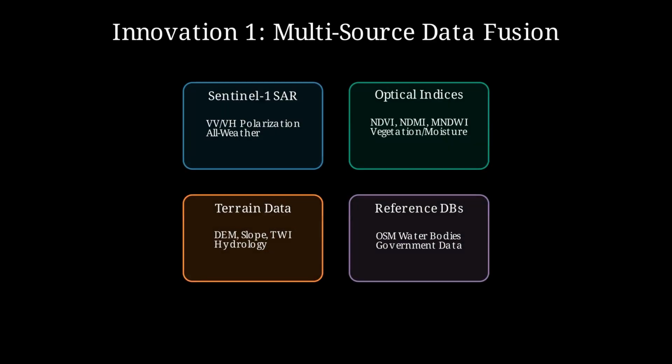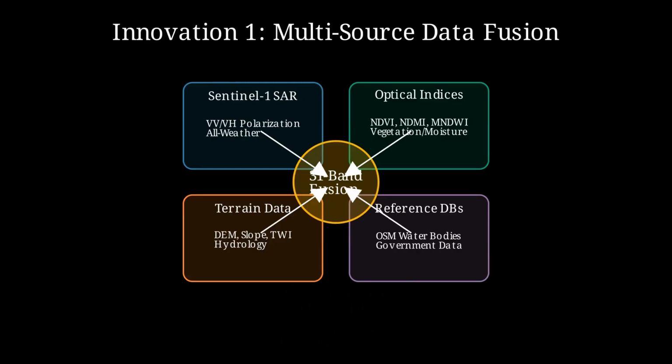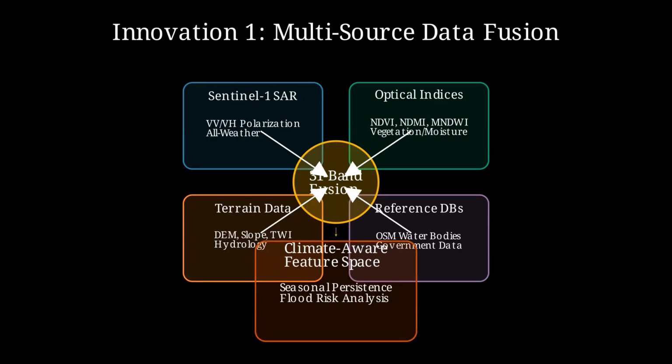Section 3. Methodology. We use optical data and many other different data from satellite, such as Sentinel-1, and optical indices such as NDWI, NDMI, NDVI, the terrain data such as slope, elevation, hydrology reports, and many different reference databases and maps such as OSM water bodies and government data. This creates a 31-band fusion image that is highly detailed and gives us the exact position of water bodies, and we can track exactly how the water body changes.